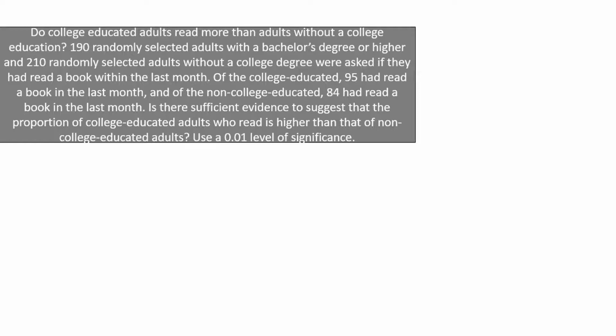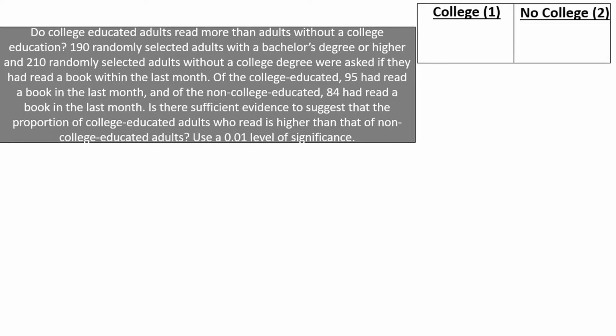Let's start by writing out some of the given information. We can let sample 1 represent college-educated adults, and sample 2 represent adults who do not have a college degree. X1 is the number of successes from sample 1, which is the 95 college-educated adults who read a book in the last month. And X2 is the number of successes from sample 2, which is the 84 non-college educated adults who read a book in the last month. N1 is the 190 college-educated adults surveyed, and N2 is the 210 non-college educated adults surveyed.